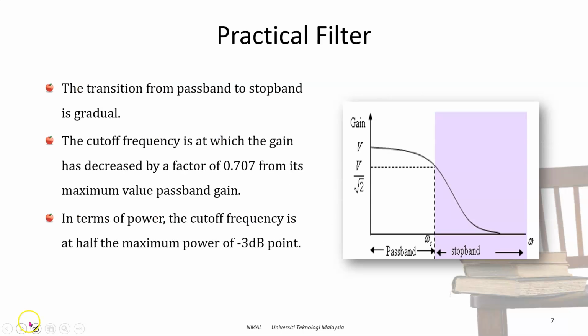On the other hand, for the practical filter, we can see a gradual transition from pass band to stop band. Okay, there are no sharp edges here, because the transition is gradual from pass band to stop band.